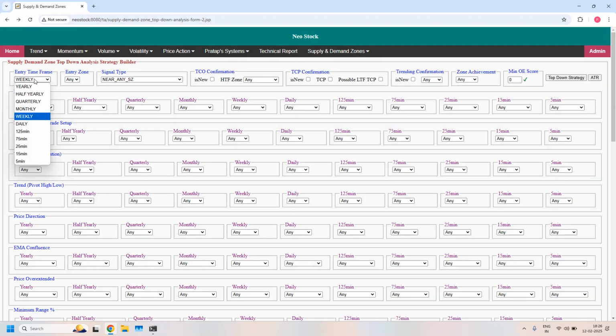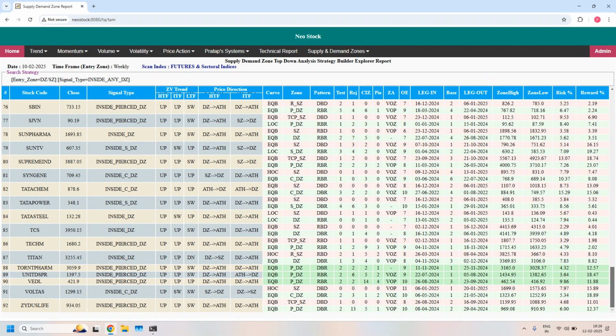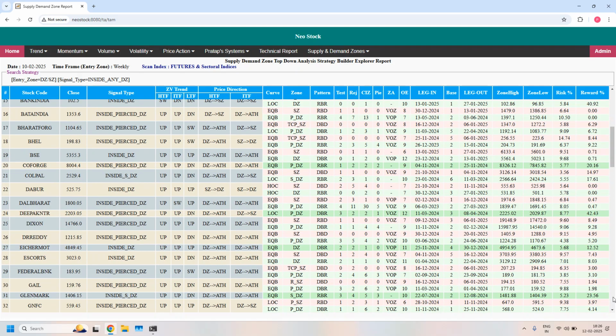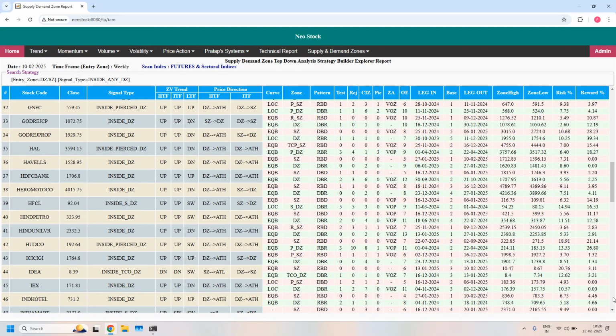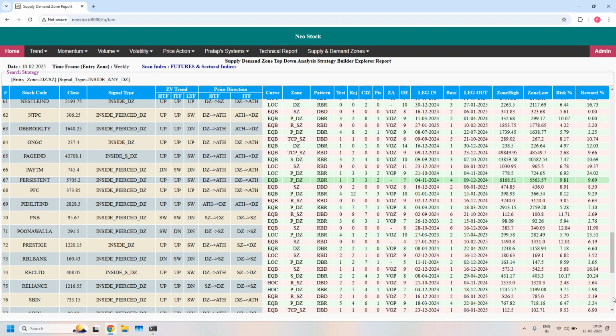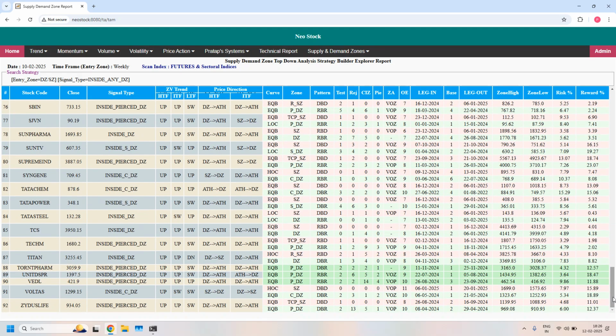Next, weekly time frame. Price closed inside the weekly demand zone. We got 92 stocks. First 15 stocks in the list. I'm scrolling the list down quickly. So total 92. It's a very big list. But we can further filter this list based on weekly EMA confluence, weekly demand zone having weekly EMA.